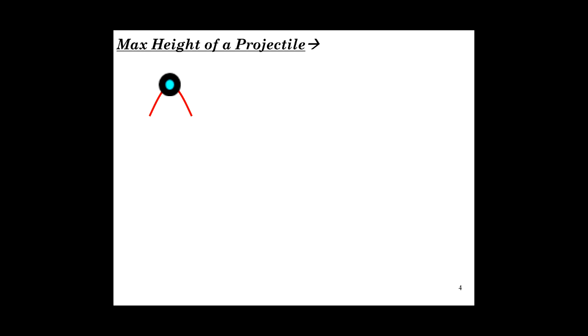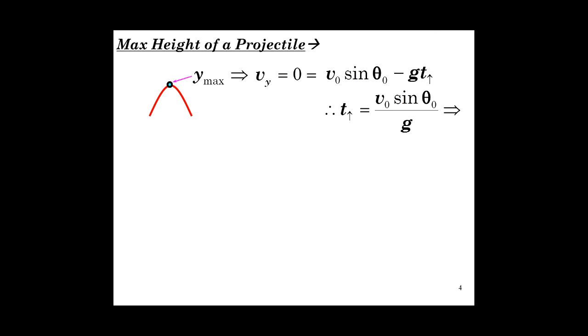Maximum height of a projectile, take 2. Here's y max. You're familiar with that. Vy is equal to 0. Vy is equal to v0 sine of theta 0 minus gt, where t is the time to get to the top of the flight. So vy equals 0 there. All right, from this we can solve for time. Time is v0 sine of theta 0 over g.